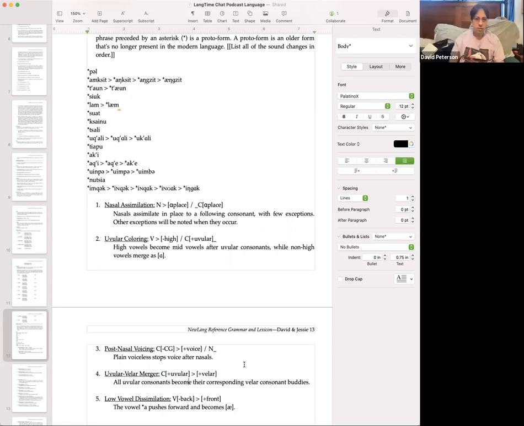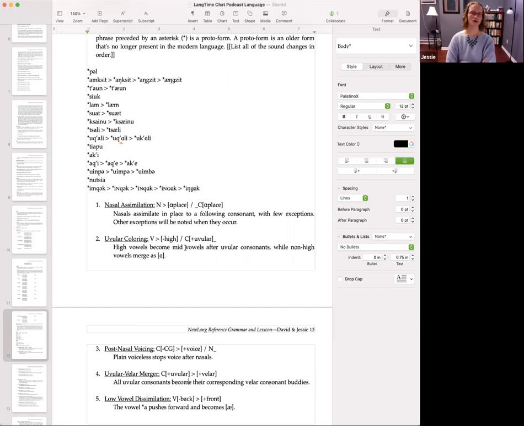And this is sounding very interesting. I like this. Well, that's really good. High vowels become mid vowels after uvular consonants. Oh yes, so the high vowels come down. That's how we got that. Okay.